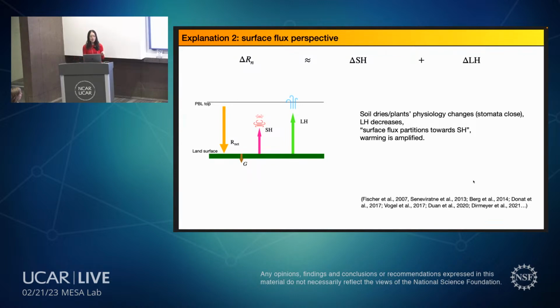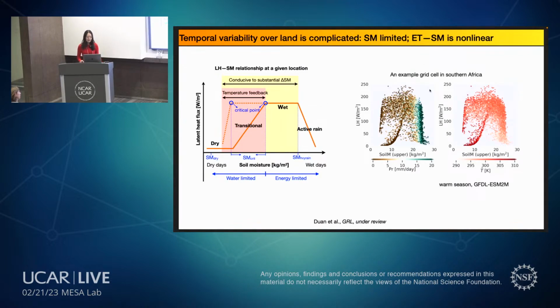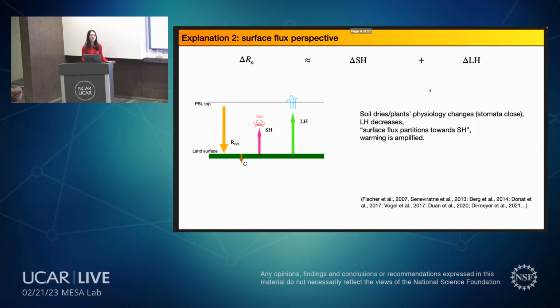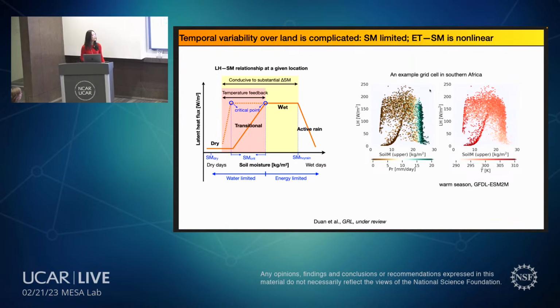And the second perspective is from the surface. It focuses on the partition of the net radiation received by the land's surface into sensible heat versus latent heat. The argument emphasizes that when soil dries or plants' physiology changes, latent heat decreases and surface flux partitions towards sensible heat. And therefore, warming in the near surface is amplified. And so we aim to compare the two perspectives and ask how they are connected. We first want to compare the full spatial temporal distribution of the key variables in the two perspectives.